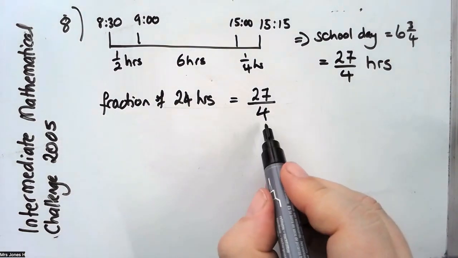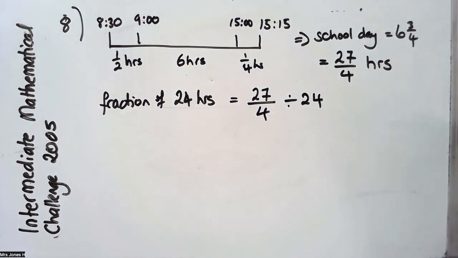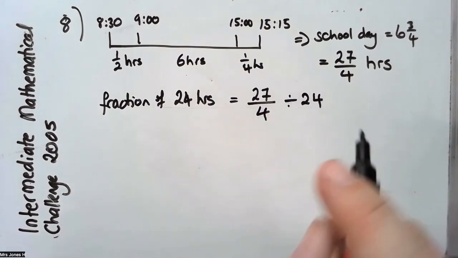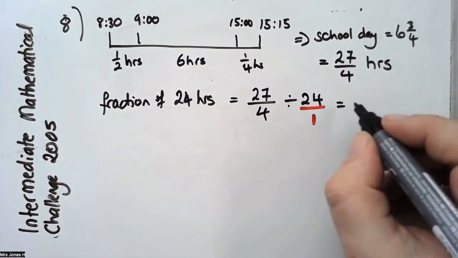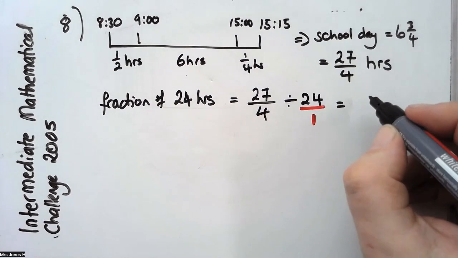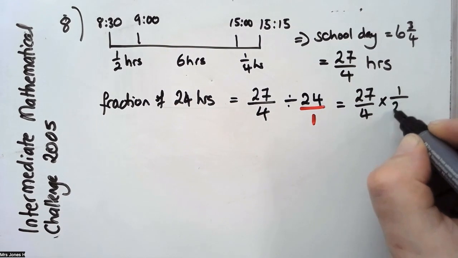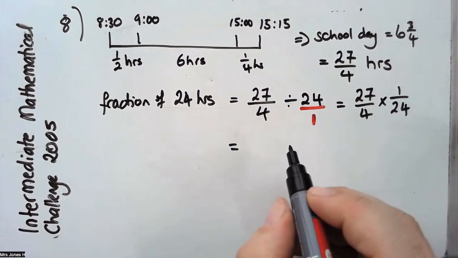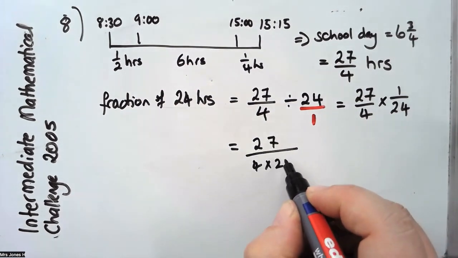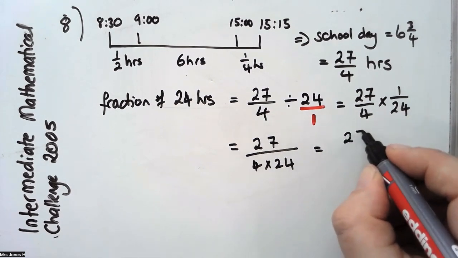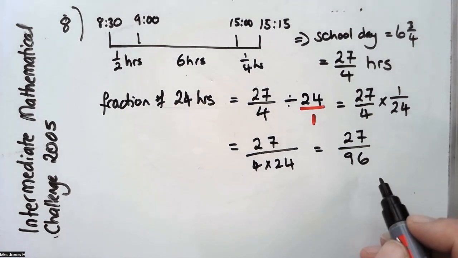Now, I can divide it here by 24, but I think it's easier to see that as 24 over 1. When we divide by a fraction, and you're telling me that this isn't a fraction here, but it is, we multiply by the reciprocal. So therefore, we've got 27/4 multiplied by 1/24, which is the same as saying 27 divided by 4 multiplied by 24. Therefore, we have our answer.